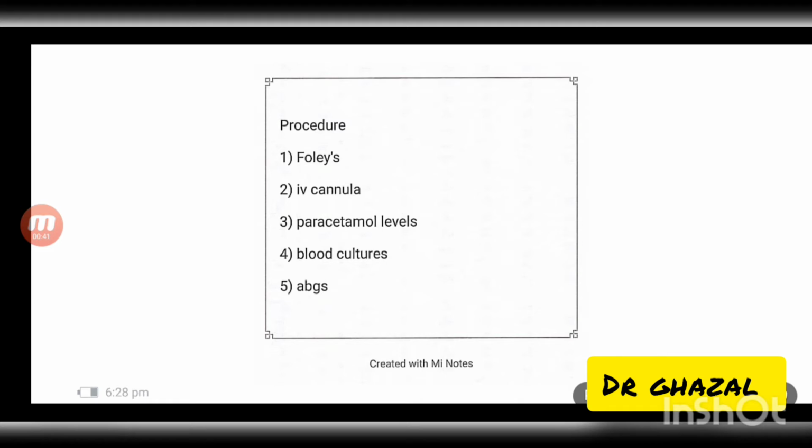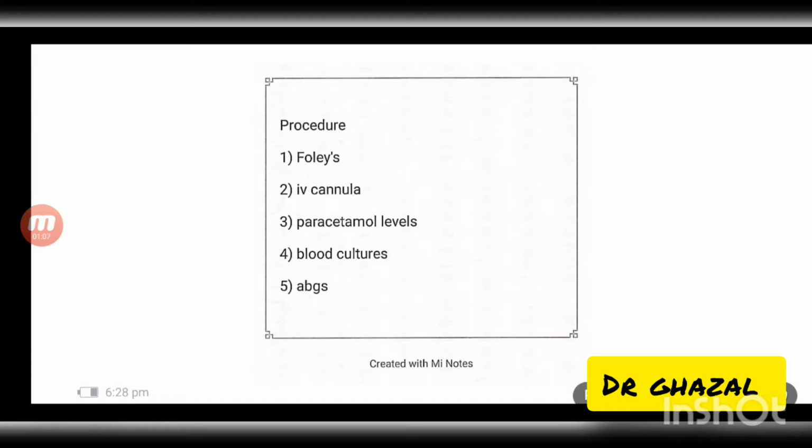the second, third, fourth, and fifth are the stations where you will be pricking a needle and taking samples. It could be passing an IV cannula for the sake of giving IV drugs. It could be taking samples in 3 vials to check paracetamol toxicity levels in a patient who has taken more than 20 or 25 tablets of paracetamol.